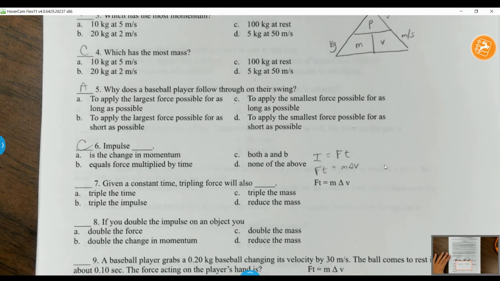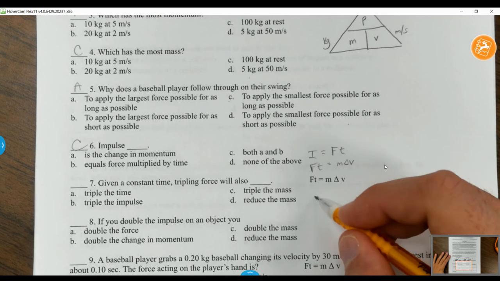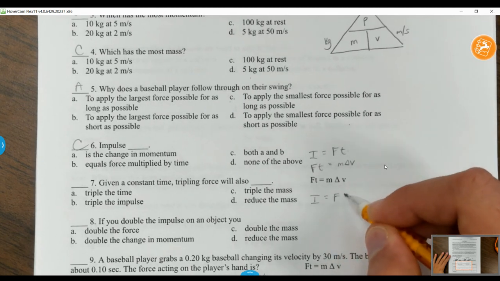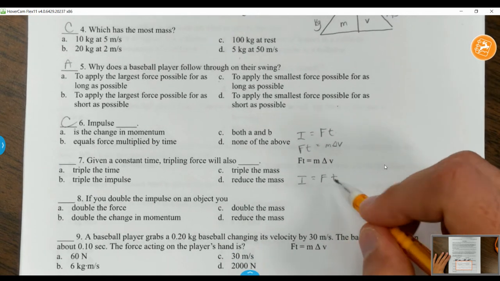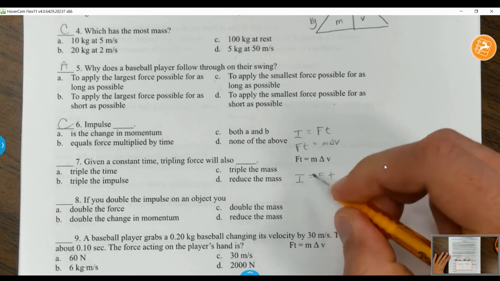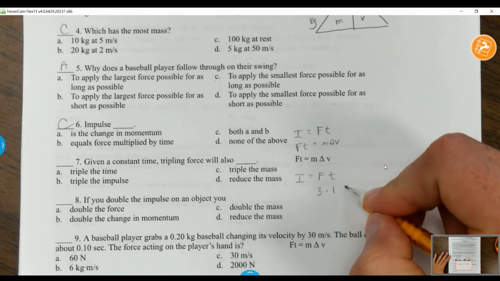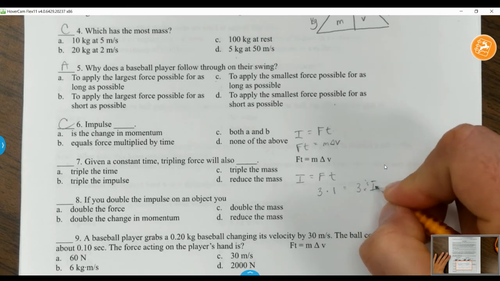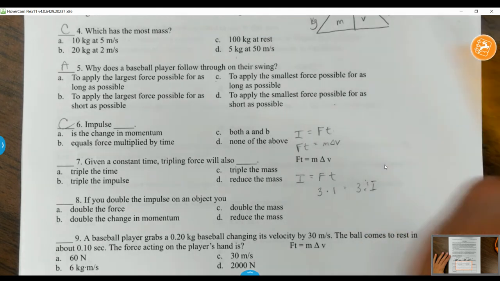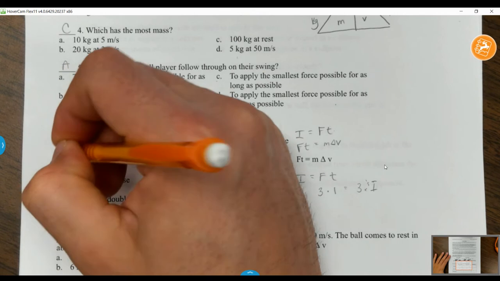Given a constant time, tripling the force will do what to the impulse? Well, if we look at this idea over here, we don't change the time. If we think about it like a ones equation, time is a 1 but we triple F. So 3 times 1 is going to give us 3 times the impulse. So we're going to wind up tripling our impulse.